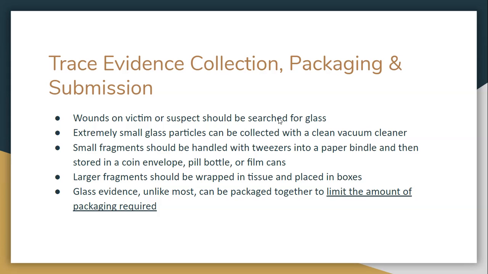If someone's been injured with glass, then you have to search the wound to look for the glass fragments, and those have to be recovered. Extremely small fragments can be collected with a clean vacuum cleaner with a special filter. Small fragments can be picked up with tweezers into a paper bindle, put in a coin envelope or a pill bottle or a film canister. Larger fragments need to be wrapped in tissue and then placed in a box.